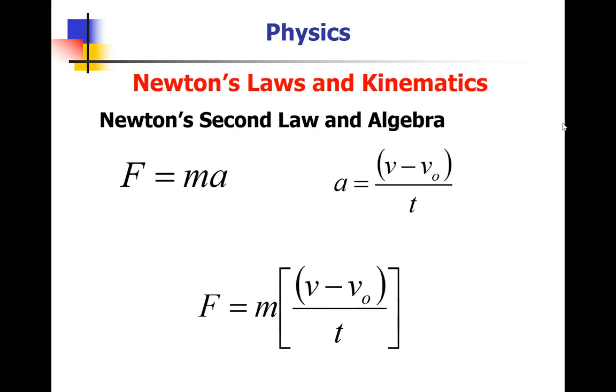So Newton's second law, F is ma, a is (v minus v naught) over t, and I can combine them when I need to: F is m times the quantity (v minus v naught) over t. When next we get together, we'll see what happens with Newton's second law, a little algebra, and the big 6 equations of kinematics.